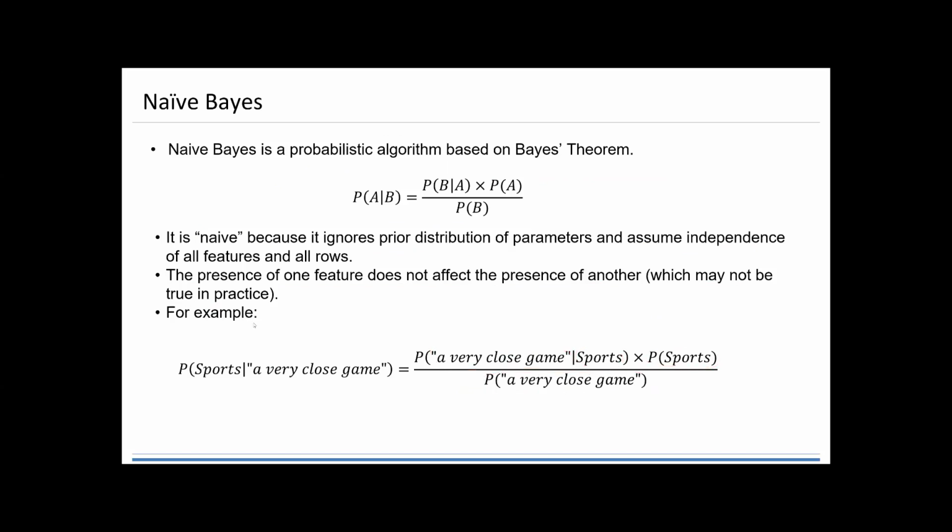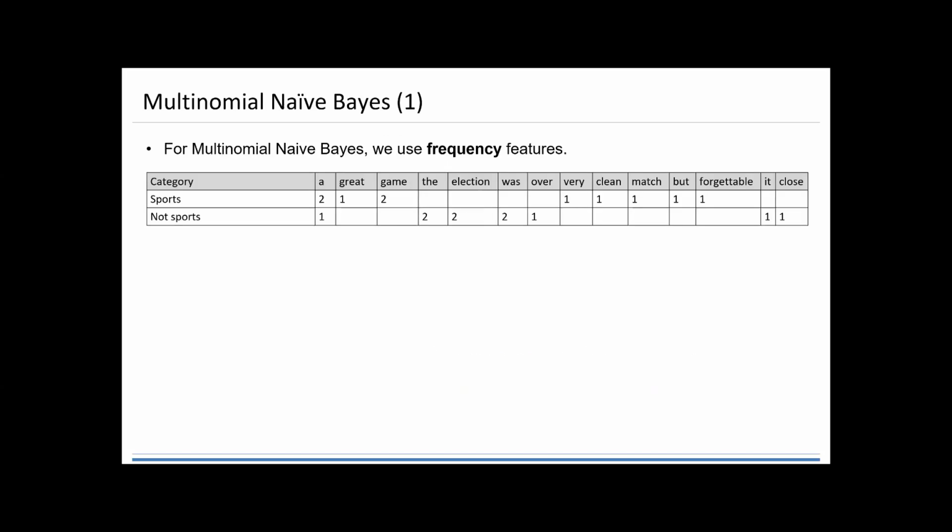So using this idea, let's look back at the frequency. Okay. So the multinomial naive Bayes, we call it the multinomial naive Bayes. It is a Bayesian family with the frequency. So we can make the categories sports and not sports.